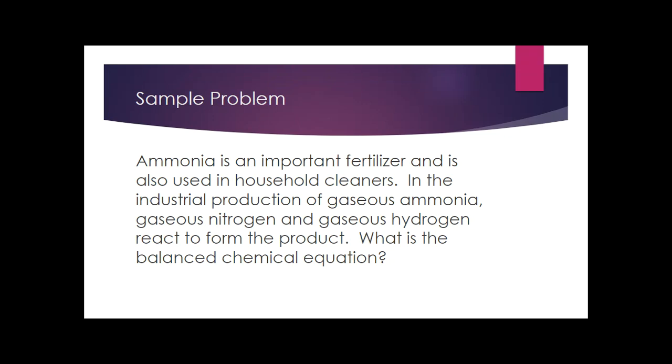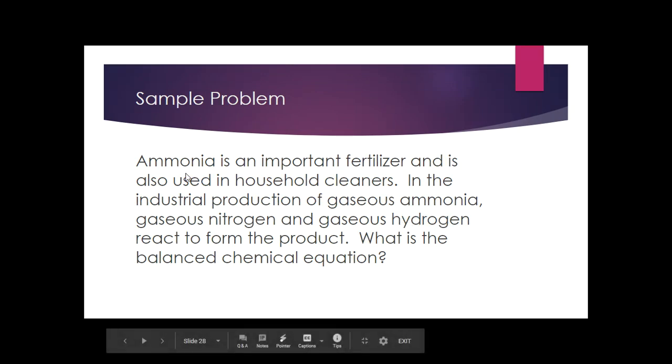First, we need to identify the parts that are going to be important for doing our question. So when we're given a question like this, we might look at it and say, okay, we have ammonia. Ammonia is the product, okay? So ammonia will be on one side of the equation. We have gaseous nitrogen and gaseous hydrogen that react to form the product, which is ammonia.